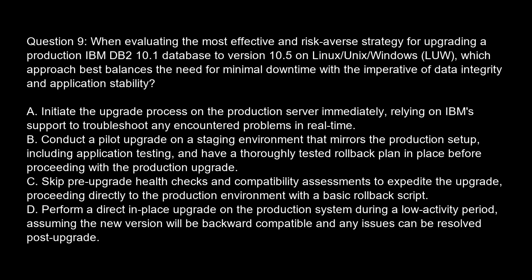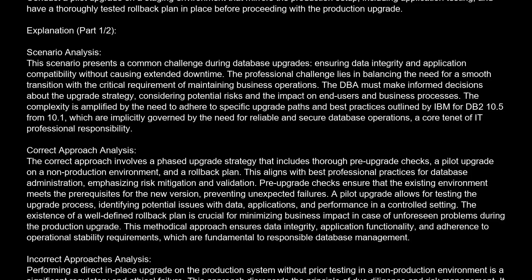Option C. Skip pre-upgrade health checks and compatibility assessments to expedite the upgrade, proceeding directly to the production environment with a basic rollback script. Option D. Perform a direct in-place upgrade on the production system during a low activity period, assuming the new version will be backward compatible and any issues can be resolved post-upgrade. The correct answer is B. Conduct a pilot upgrade on a staging environment that mirrors the production setup, including application testing, and have a thoroughly tested rollback plan in place before proceeding with the production upgrade.